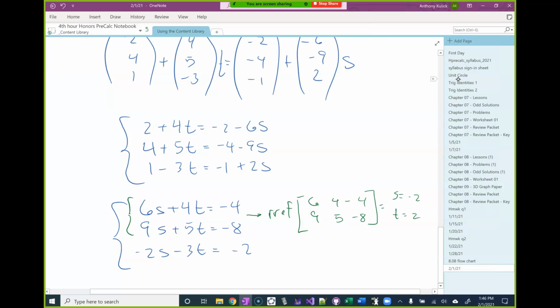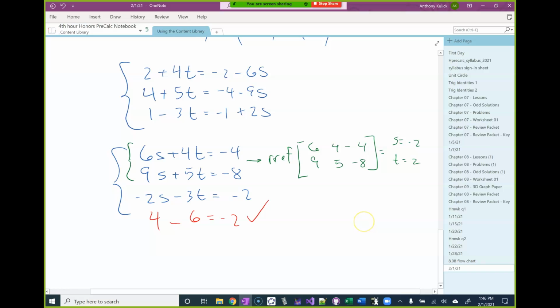Okay. So let's check here real quick. If I plug -2 in for S, if I plug +2 in for T, I get 6. 4 minus 6 is -2. So that does work.